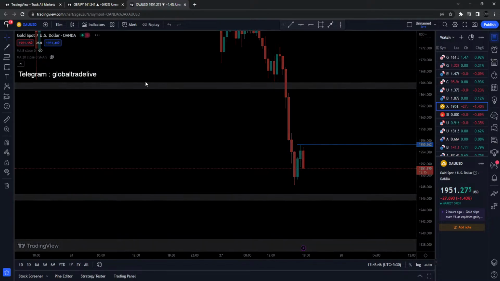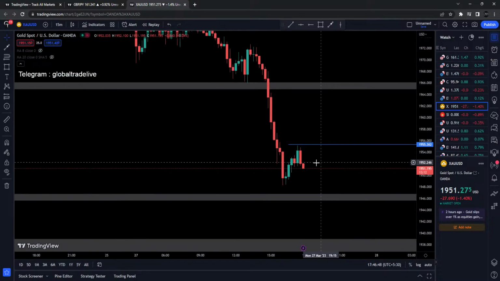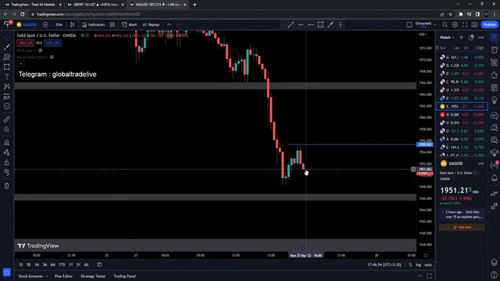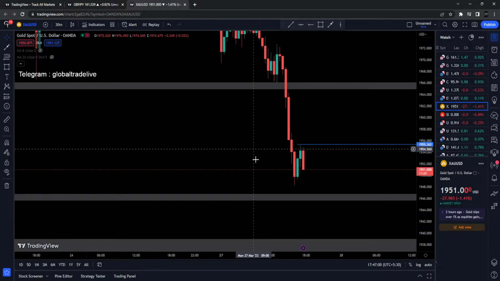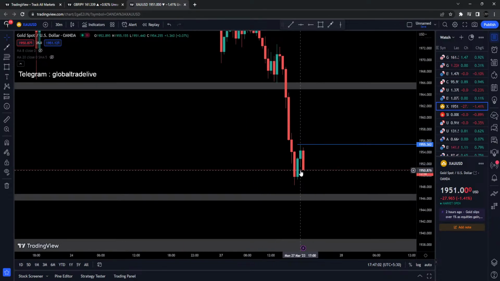So let's have a look on the 15. Yeah, because the 15-minute candle also closed at the support, so the current 15-minute candle can just reject the lower prices and reverse back. So let's see what happens, because I'm not gonna take this trade.